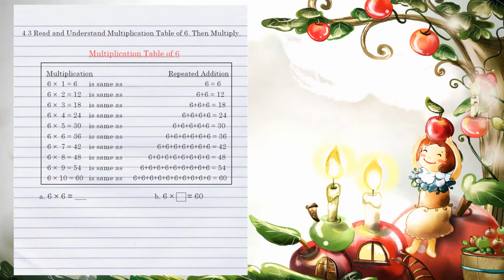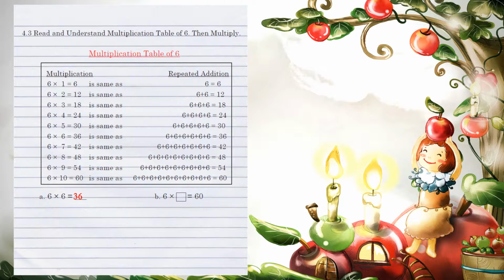Example A, 6 times 6. If I add together 6 groups of 6's, then how much do I have? You add them up, you end up getting 36.